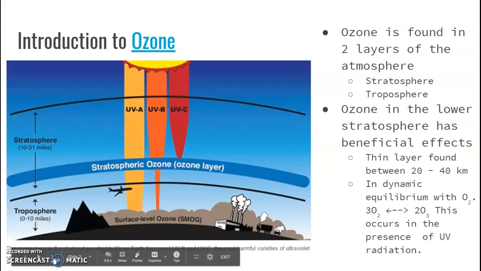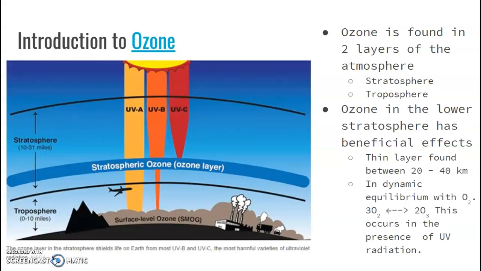So let's talk about ozone to begin with. What is ozone? Well, it's found in two different layers of the atmosphere. I'm sure that you all remember that from when you did your drawings of the atmosphere. In this topic, we're going to be talking about it in the stratosphere. Topic 6.3 is going to be talking about it in the troposphere.